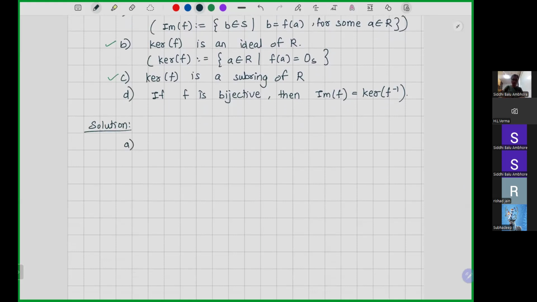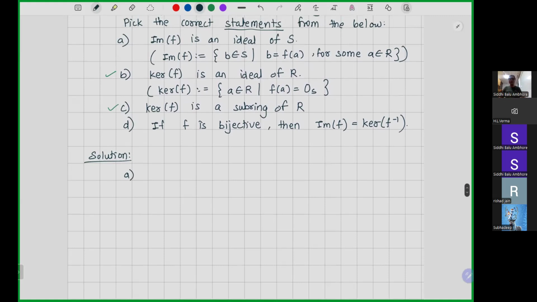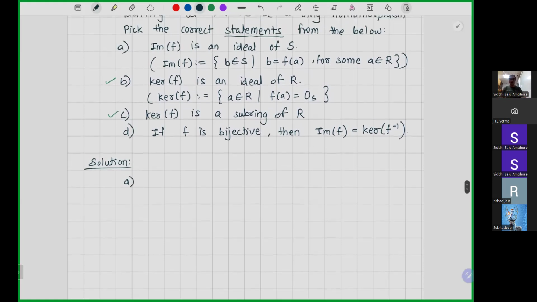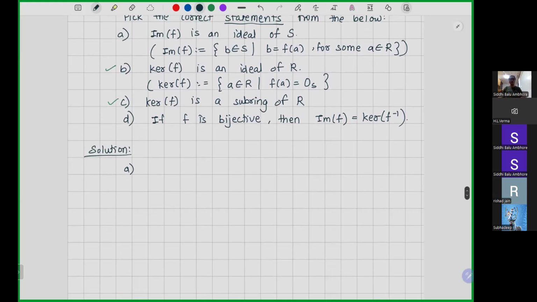part A. Part A suggests that image F is an ideal of S. Even the guess from Subhadeep was that it is not the correct answer. So can somebody tell me an example where image F is not an ideal of my ring S? By the way, everyone knows what a ring homomorphism is, right?